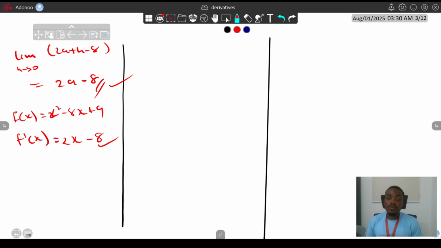So we'll end it here and then continue with more examples on finding the derivatives of different types of function.